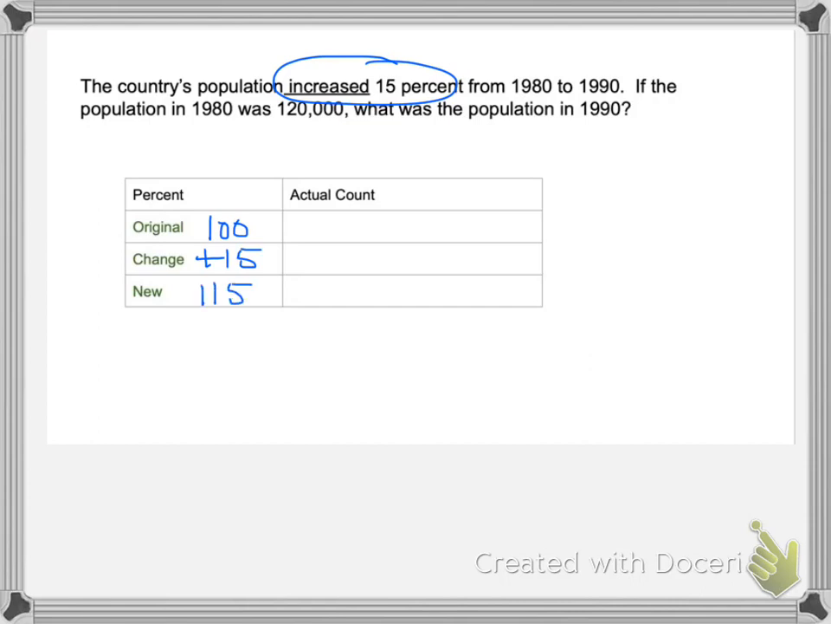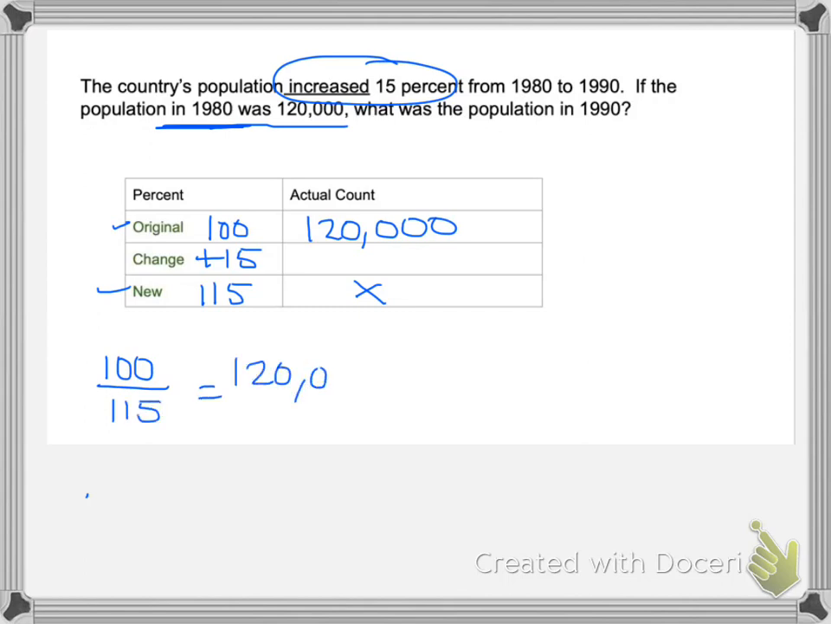Now, the only actual they gave me was 120,000, and that was the population in 1980, so that was my original, because they want to know what it is now. So I'm going to put my 120,000 here, and then my X will go down here. So now I have information filled out in my columns here and here, so I can set these up as equivalent fractions. Remember, we can do 100 over 115 will be equal to 120,000 over X.